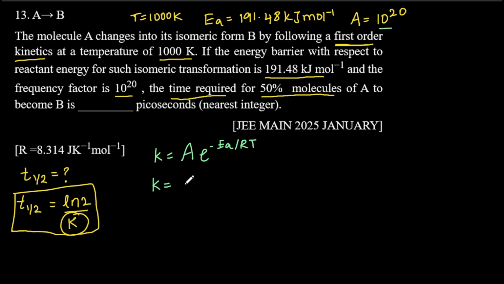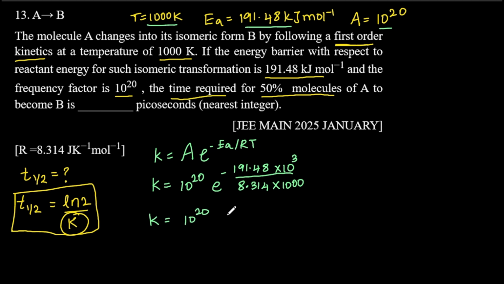A value is 10 power 20, e power minus EA value, 191.48 kilojoule is given, so it is into 10 power 3, divided by R, gas constant value 8.314, into temperature, which is 1000. So first you have to solve this. When you solve this, you will get e power minus 23.031. This is the value you will get.